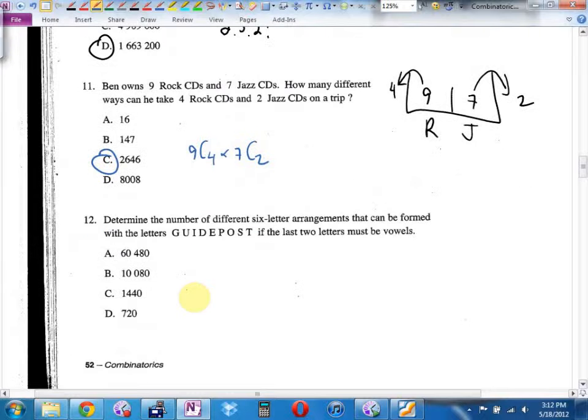Number 12 would be fair game, the last 2 letters being vowels. If I said to you 1, 2, 3, 4, 5, 6, 7, 8, if we were taking all 9 letters, taking only 6 letters, this gets yucky. And I'm not going in that depth.